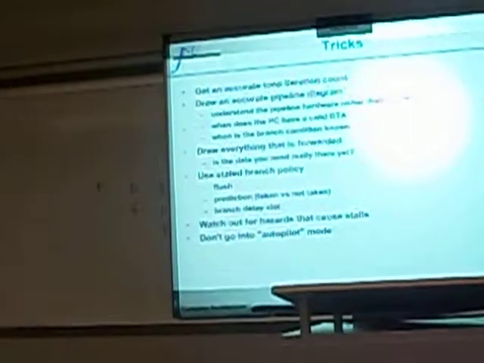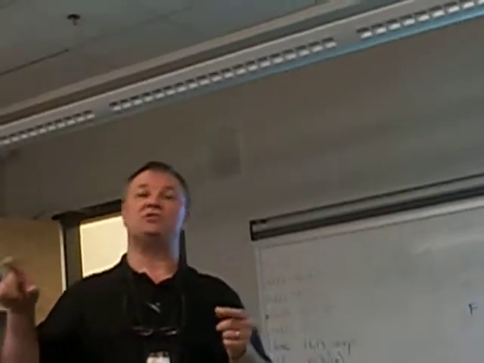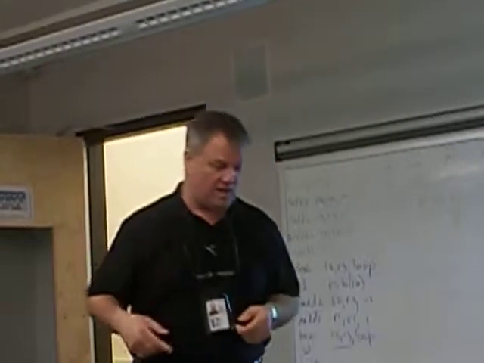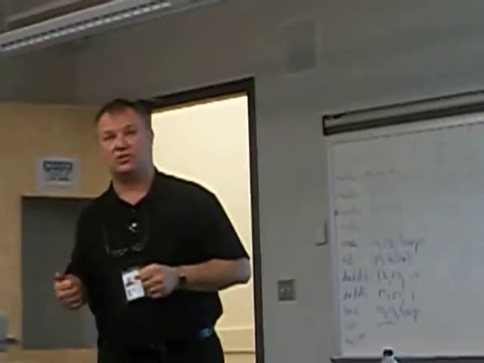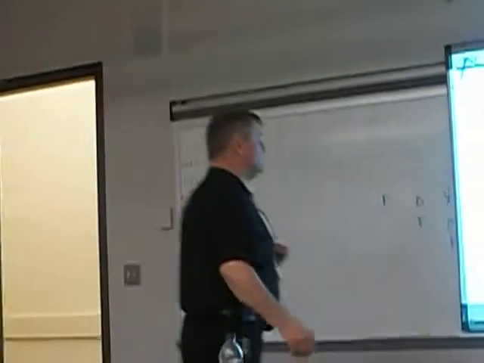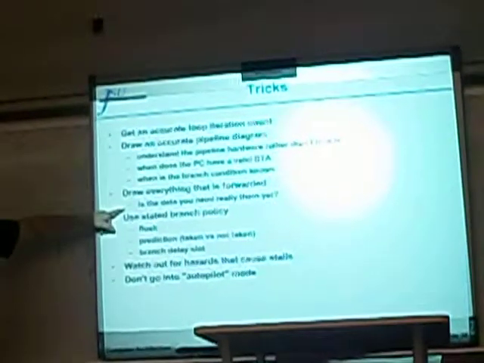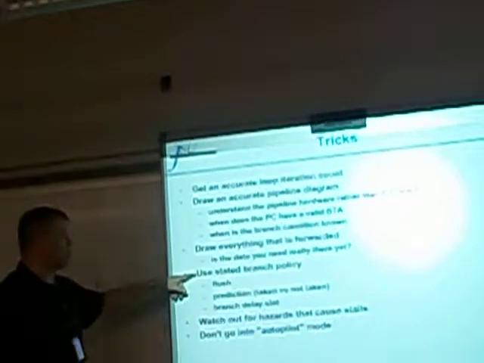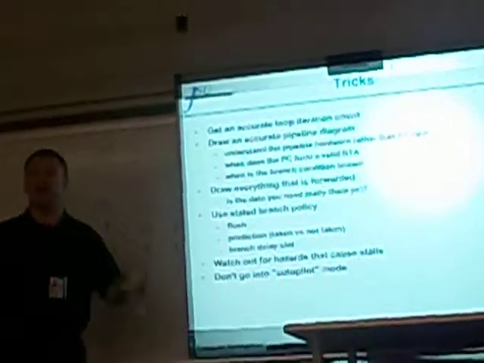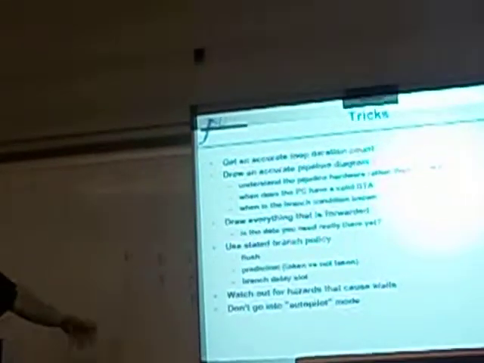In the old pipeline, we didn't know what the valid PC was until it entered write back. Right. And that was the source of that 3 clock cycle delay. Okay. And that's what precipitated us rearranging the hardware to get this early branch completion. All right? Then make sure that everything that is forwarded is drawn. In other words, is the data that you need really there yet? Okay? And then make sure that, depending on what kind of question I ask, you know the policy.